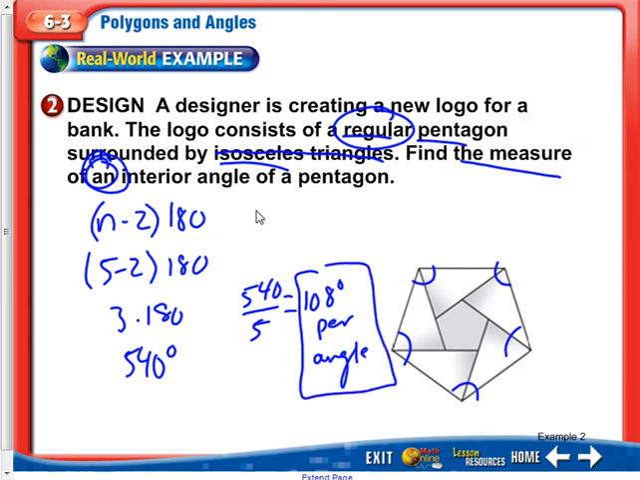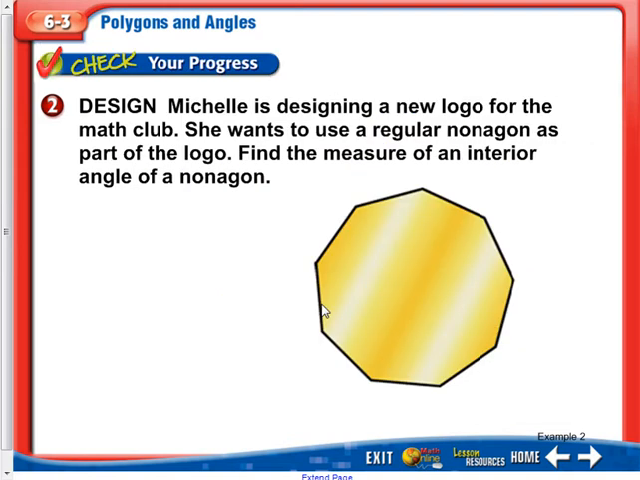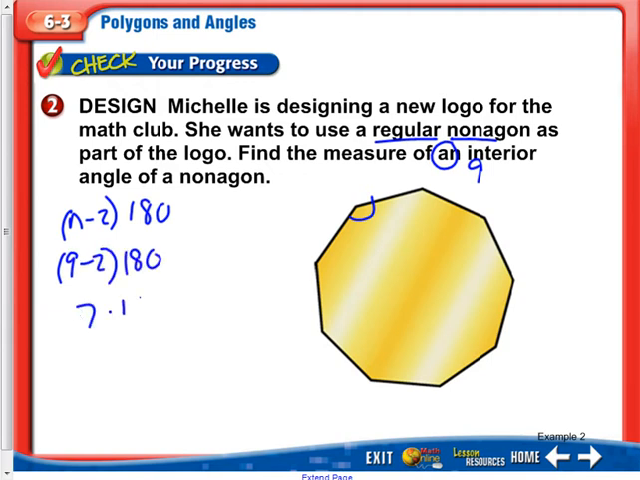We had a couple steps to do. We had to find the total number of degrees, and then we had to divide by how many sides to find how many degrees per angle. Michelle is designing a new logo for the math club. She wants to use a regular nonagon, meaning that all the sides are equal and all the angles are equal. Remember, nonagon means 9. Find the measure of an interior angle. We just want to know one of them, not all of them. So I'm going to do n minus 2 times 180. The reason is that I got to find the total sum before I can figure out 1. So I got to do 9 minus 2 times 180, which is going to be 7 times 180.